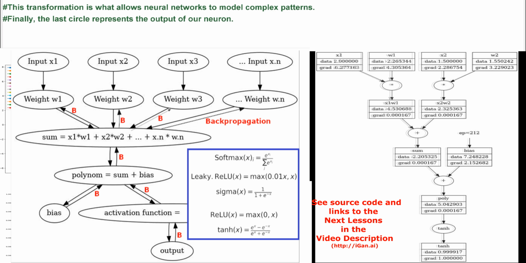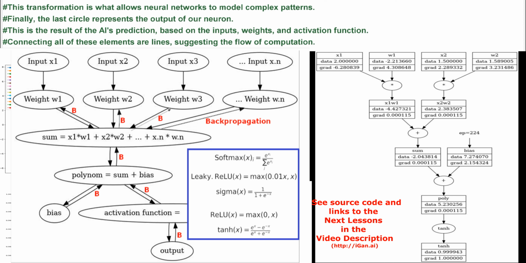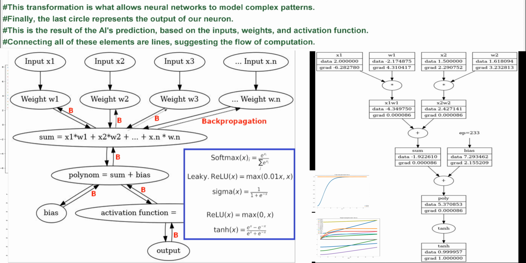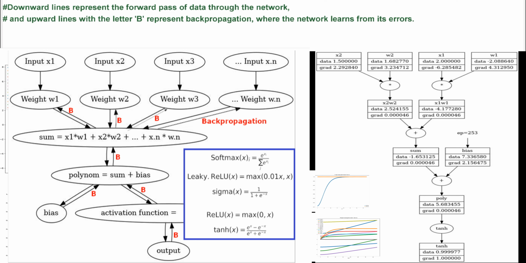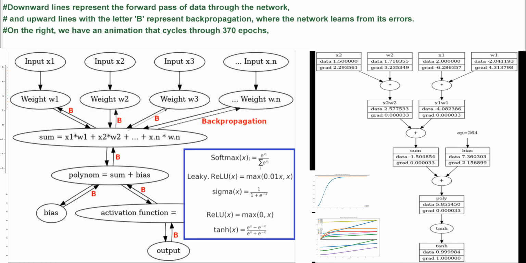Finally, the last circle represents the output of our neuron. This is the result of the AI's prediction, based on the inputs, weights, and activation function. Connecting all of these elements are lines, suggesting the flow of computation. Downward lines represent the forward pass of data through the network. And upward lines with the letter B represent backpropagation, where the network learns from its errors.